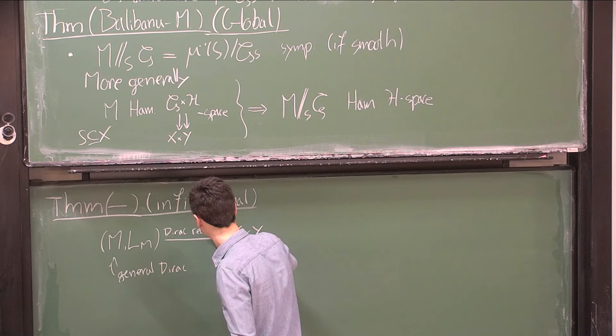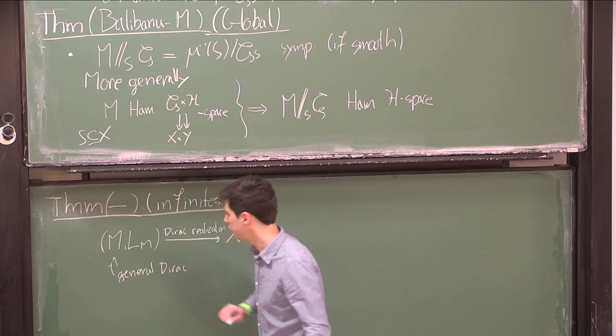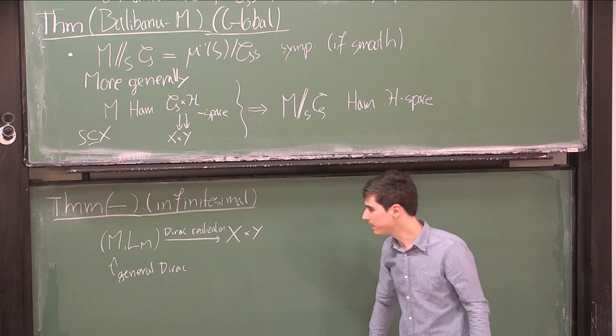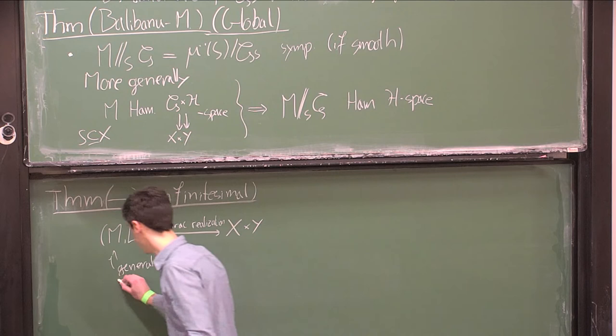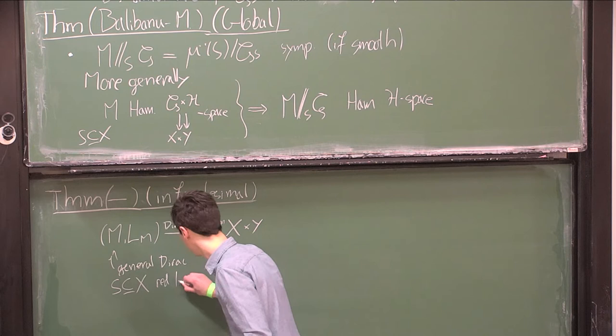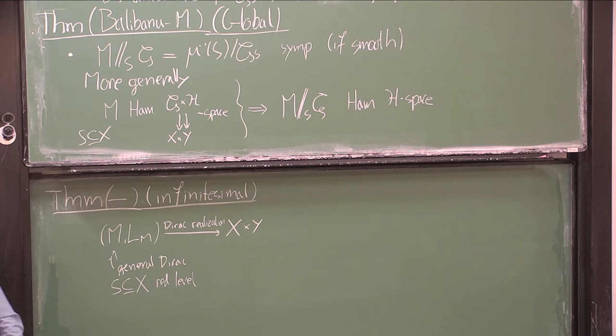So by a Dirac realization, I mean a strong forward Dirac map, or forward Dirac maps whose kernel intersects the Dirac structure trivially. So this is the infinitesimal version of these Hamiltonian G-spaces. So suppose you have a general Dirac realization and two product of Dirac manifolds, and S in X a reduction level. So now you don't need these conditions of having a stabilizer satisfying A and B. It's just this non-degeneracy condition of a reduction level where the form is exact.